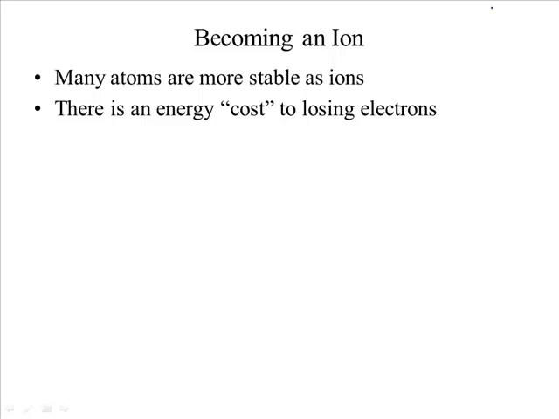This cost, or required amount of energy, is referred to as the ionization energy, essentially the energy required to form an ion. Ionization energy refers specifically to the process of an atom losing an electron. And if you think about it, it's easy to predict which elements and which atoms on the periodic table have a high cost for losing electrons versus smaller costs.